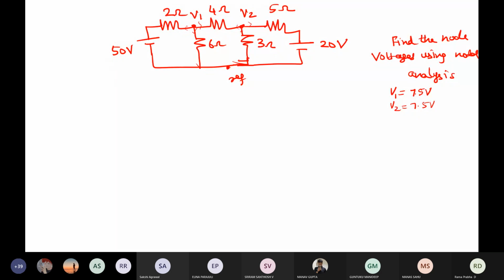Ma'am, please give 5 minutes. Okay, I'll give you the idea also. We'll discuss and you do it. Okay, two nodes are there. How many equations will be there for this one? Two nodal equations will be there, isn't it? Three nodes are there, one will be taken as a reference node. So we have two voltages V1 and V2.